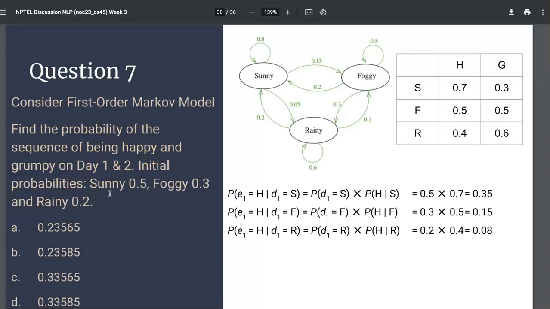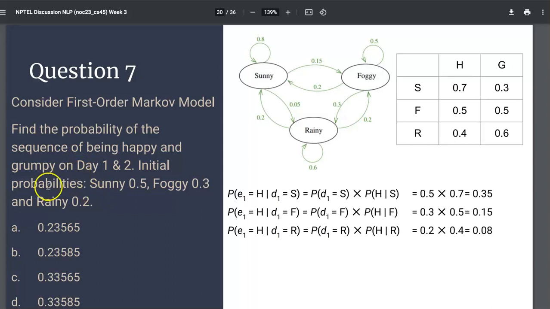So the question is slightly different. They are now asking, what is the probability that today you will be happy and tomorrow you will be grumpy? Now you can ask, how do happy and grumpy come into the picture? Previously we were only working with the weather. For this they also provided a table. Given a day is sunny, what is the probability that you will be happy that day or grumpy that day? Similarly, if the weather is foggy, what is the probability that you will be happy that day, or grumpy that day? So from that you can calculate those.